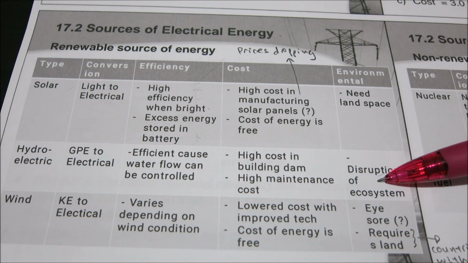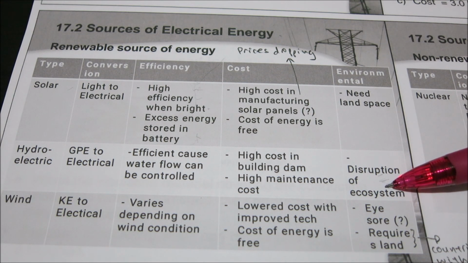Now, of course, ecosystems are greatly affected by the building of dams. Upstream, you have a lot of flooding, your river systems are affected. Downstream of the river, basically you have no more water there, so any ecosystem that thrived on the river downstream will be affected.